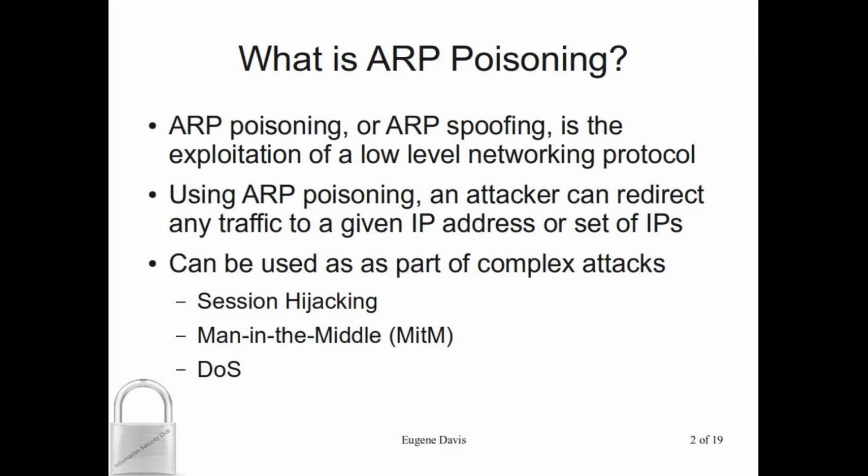So ARP poisoning, also known as ARP spoofing, is the exploitation of this low-level networking protocol I was just talking about. And we'll talk about exactly what the protocol looks like in a few minutes. Anyway, using ARP poisoning, an attacker is able to redirect a given IP address to his computer, or even to anyone's computer actually, but usually it'll be to their computer, or even redirect an entire set of IPs all the way up to every single computer on the network. This can be used as part of a complex attack like session hijacking. We briefly talked about that. Man-in-the-middle attack, or just a regular old denial-of-service attack.